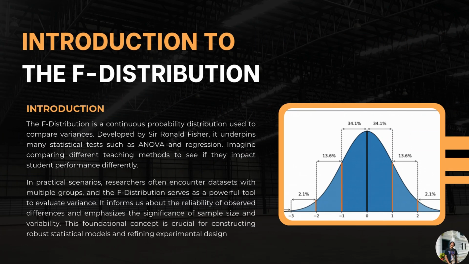Now let's talk about what the F distribution is. The F distribution is a continuous distribution used to compare variances. It was developed by Sir Ronald Fisher and serves as the foundation for statistical tests like ANOVA and regression. For example, imagine testing whether different teaching methods affect student performance. Researchers often deal with multiple groups of data, and the F distribution helps to determine whether the difference in variance between these groups is statistically significant.